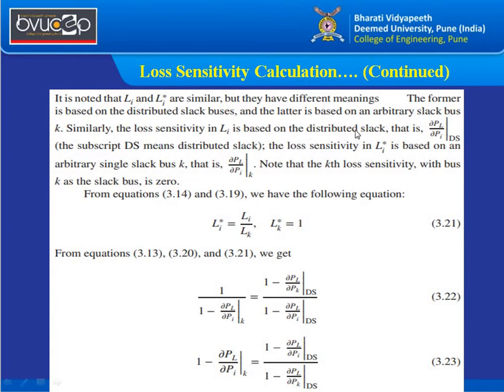So the loss sensitivity on the distributed slack bus is delta PL by delta Pi. We are representing it now by ds to avoid confusion, and for the arbitrary slack bus we are representing it by k, where the kth bus is always equal to 0. Now the new Lagrange's multiplier Li star, for the arbitrary slack bus, is related to Li by Lk, where Lk star is 1. From these equations we can obtain the value of the loss sensitivity for arbitrary bus k in terms of the distributed slack bus. So these two equations are very important.